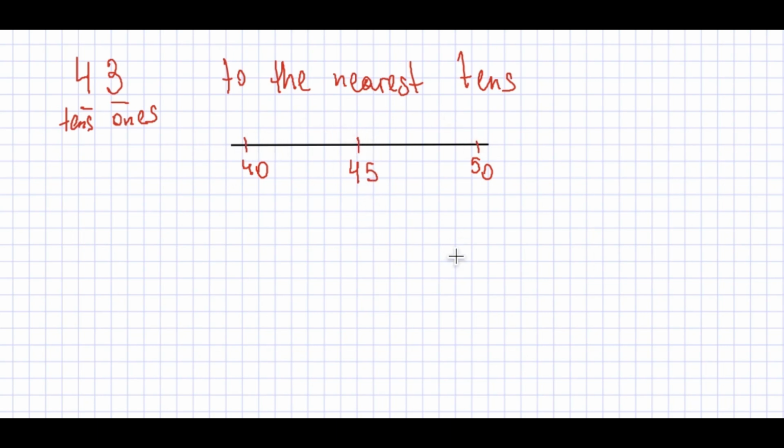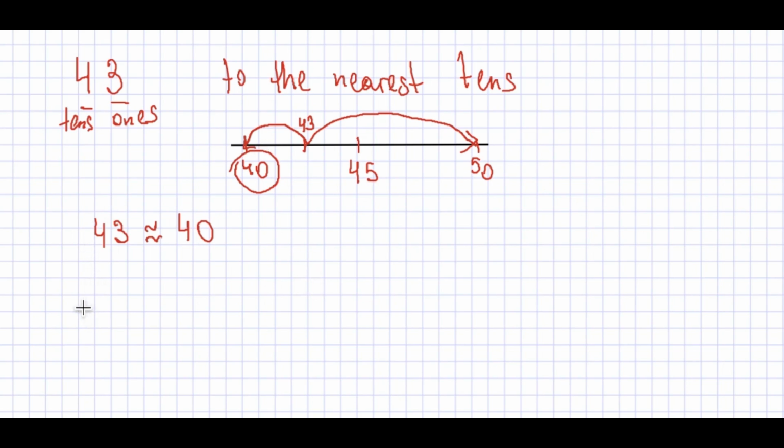Now we have two intervals. Where is 43? Yeah, it is in the first interval. It is here. So the distance from 43 to 40 and the distance from 43 to 50. Which distance is shorter? Yes, the distance from 43 to 40 is shorter. So 43 is nearer to 40 than to 50. So when we round 43 to the nearest tens, the answer is 40.